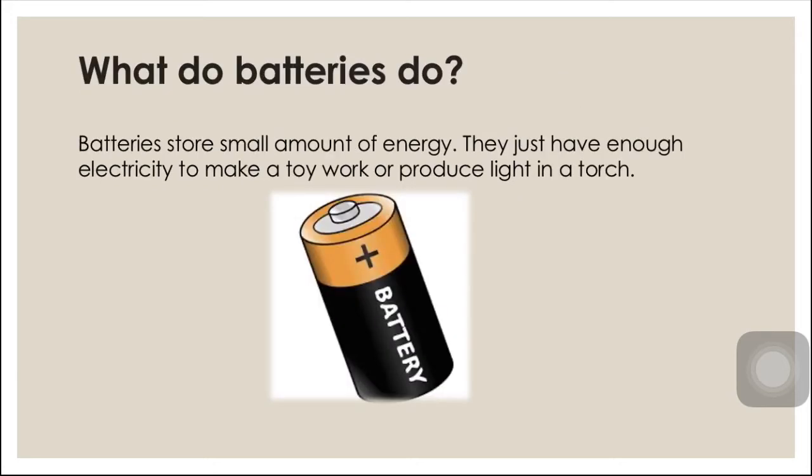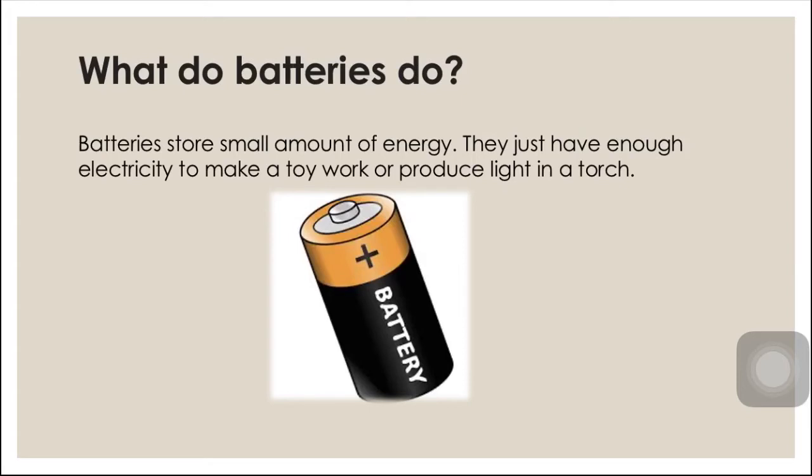Today, our first question is, what do batteries do? Batteries store a small amount of energy. That energy is called electricity. Batteries have enough electricity to make a toy work or to produce light in a torch. Electricity has two main sources. One, that is the electricity that comes from the power station through wires, and second source is batteries that store a small amount of electricity.